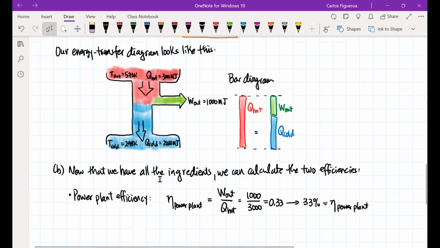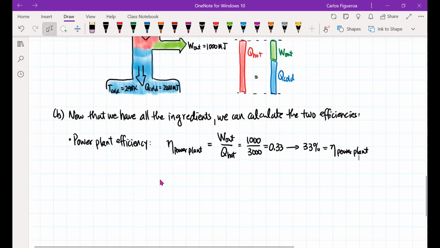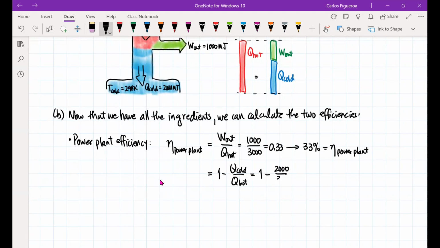There's another way that we could have calculated this. We could have also gone 1 minus Q cold over Q hot. And if you plug this in, you get 1 minus 2,000 divided by 3,000. And you'll see here that you also get 33% for the power plant. So we now have the efficiency of the power plant.